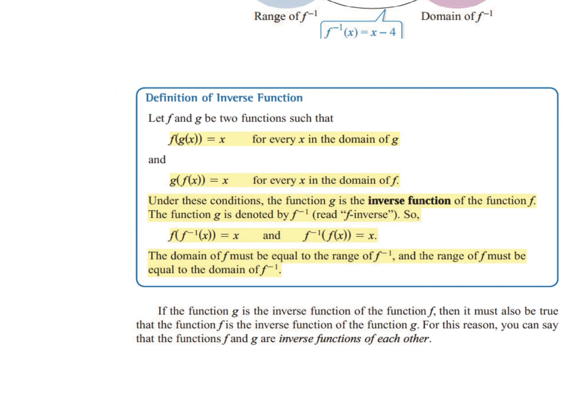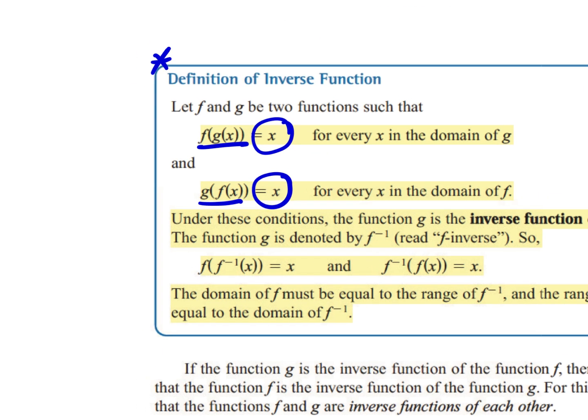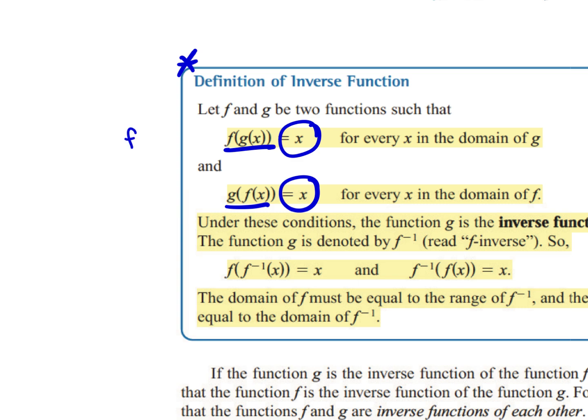Important down here is that f of g of x has to equal x, and g of f of x has to equal x for them to be inverses of each other. And remember, f of g is the same thing as saying f of g of x. So these are the same, just written a little bit differently, and g of f of x, which we practiced yesterday in 1.5. So these both have to equal x for them to be inverses.